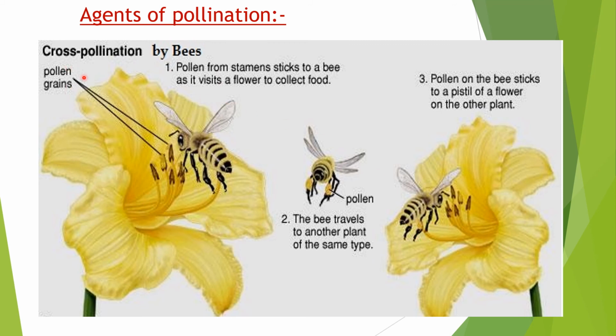These are the pollen grains. Pollen from the stamen sticks to a bee as it visits a flower to collect food. The bee travels to another plant of the same type. It is traveling with the pollen grains. Pollen on the bee sticks to the pistil of a flower on the other plant.